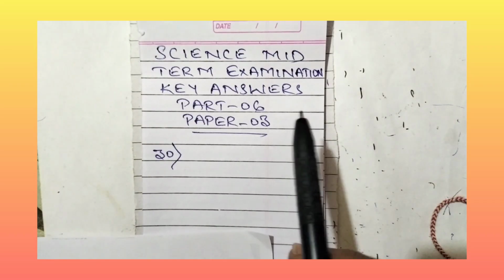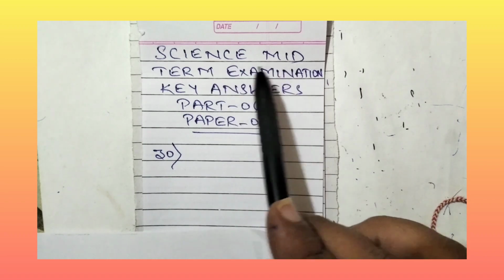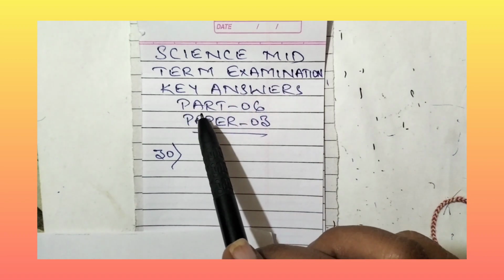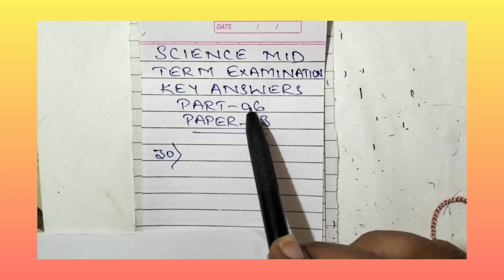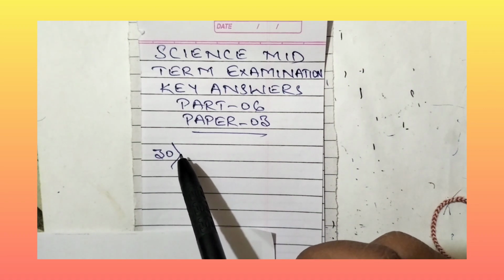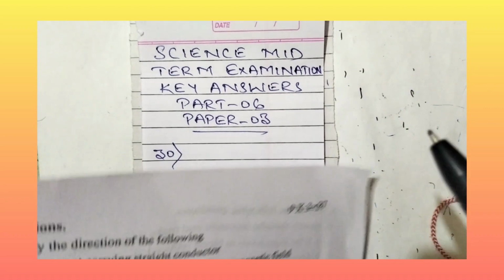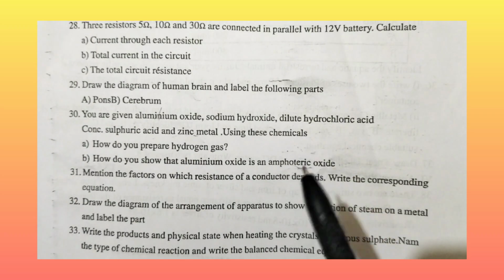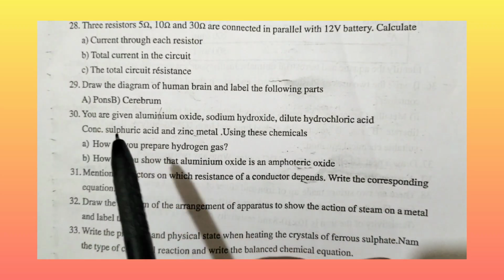So in this video we are going to continue the class 10 science midterm examination key answers. This is paper 3 and part 6. That means we have to continue from question number 30. In the previous video we answered up to question number 29.